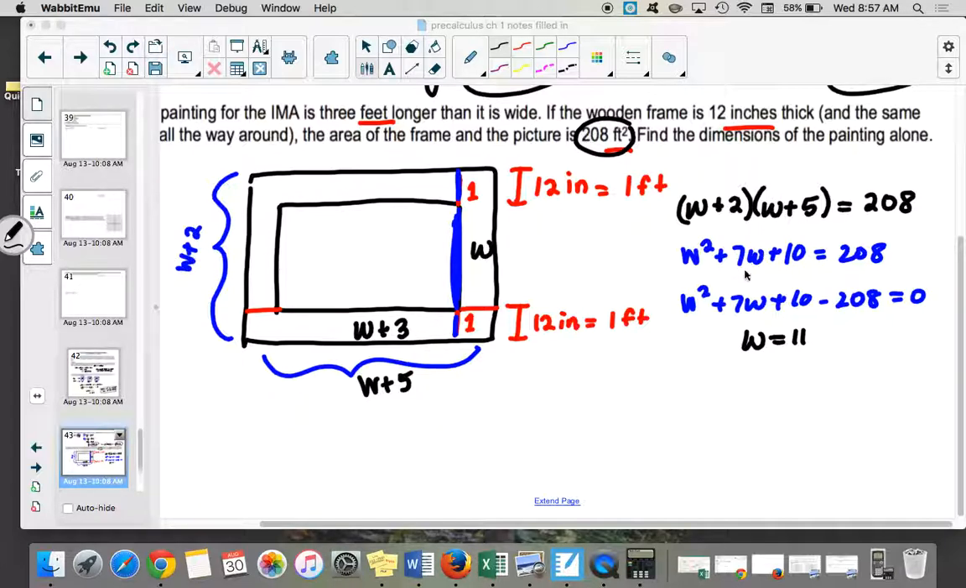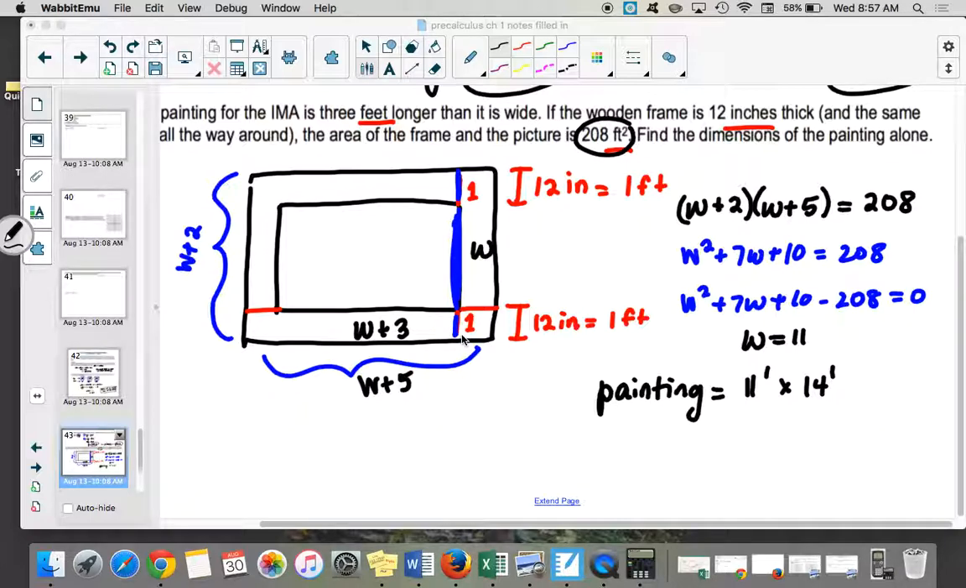So W is equal to 11. So then what is the length? If this distance right here, W, is equal to 11, what's the length? 14, right? So the painting is 11 feet by 14 feet. Still pretty big.